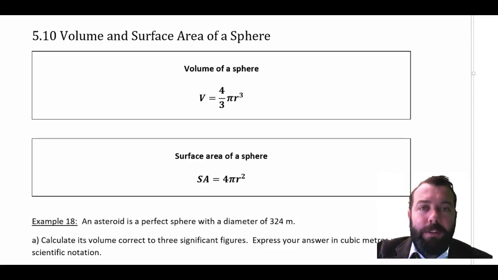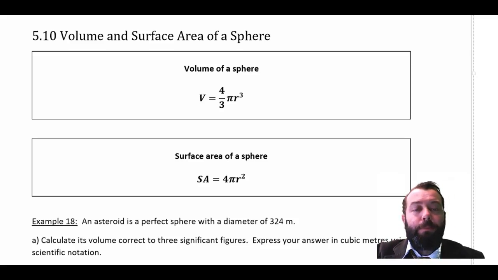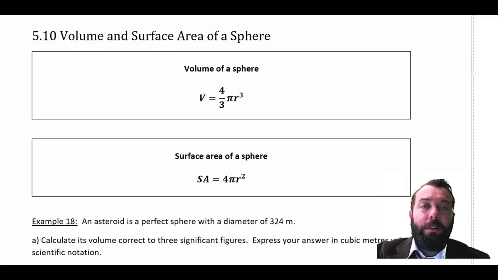First of all, the volume of a sphere is 4/3 pi r cubed. Okay, 4/3 pi r cubed is the volume of the sphere. The surface area of a sphere is 4 pi r squared. Okay, 4 times pi r squared.